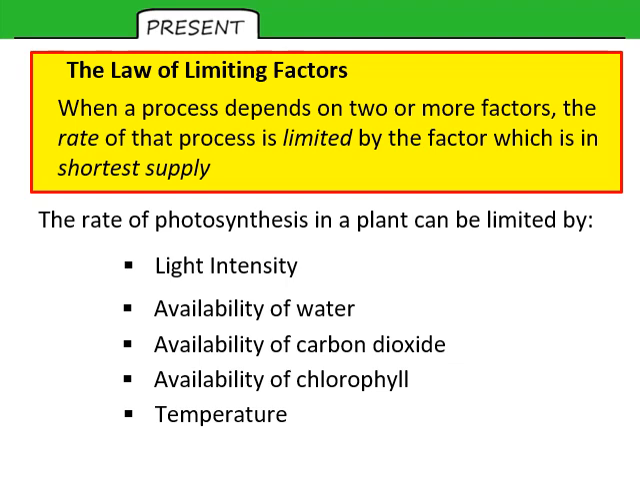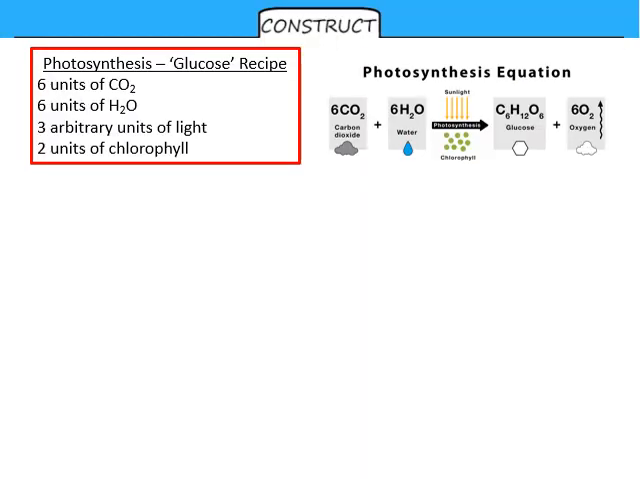So let's apply this to our analogy that we used before, and we can use it again to discuss the law of limiting factors in relation to photosynthesis. As you can see on the right hand side, I've included that photosynthesis word equation that we covered in our first lesson of the ecosystems topic. And on the top left, I've given you an example of a glucose recipe. Now we're doing this again to link back to our analogy of baking a cake.